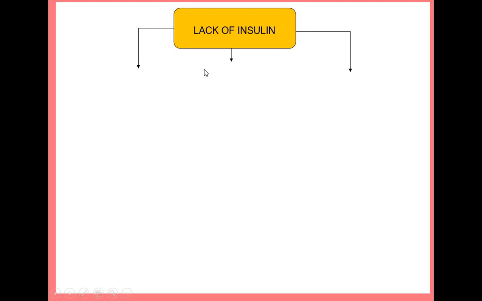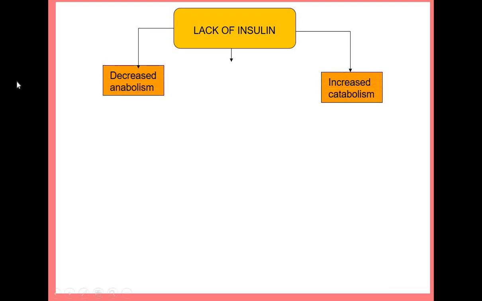Okay, so we'll see what happens. Insulin definitely is an anabolic hormone. We learned the physiological actions of insulin in the last lecture, so you know that it is an anabolic hormone. If there is lack of insulin, there will be two conditions. There will be decreased anabolism: glucose will not get converted to glycogen, and smaller lipids will not get converted to fatty acids. Similarly, there will simultaneously be increased catabolism: more glycogen will be converted to glucose. So these are the two conditions.